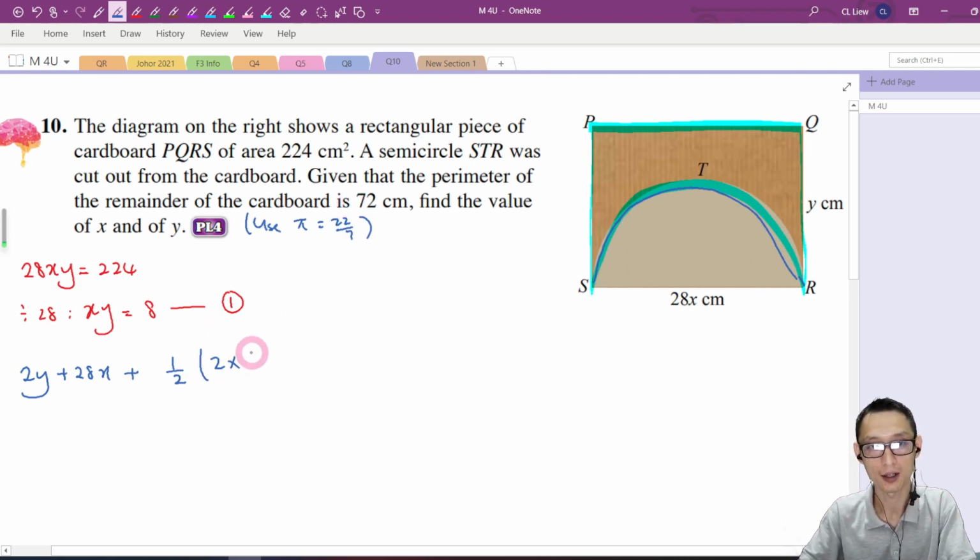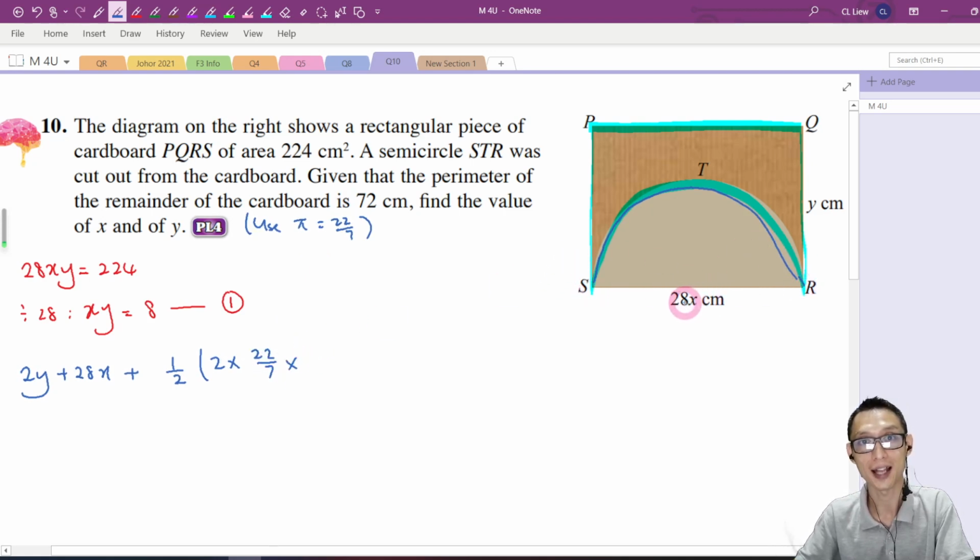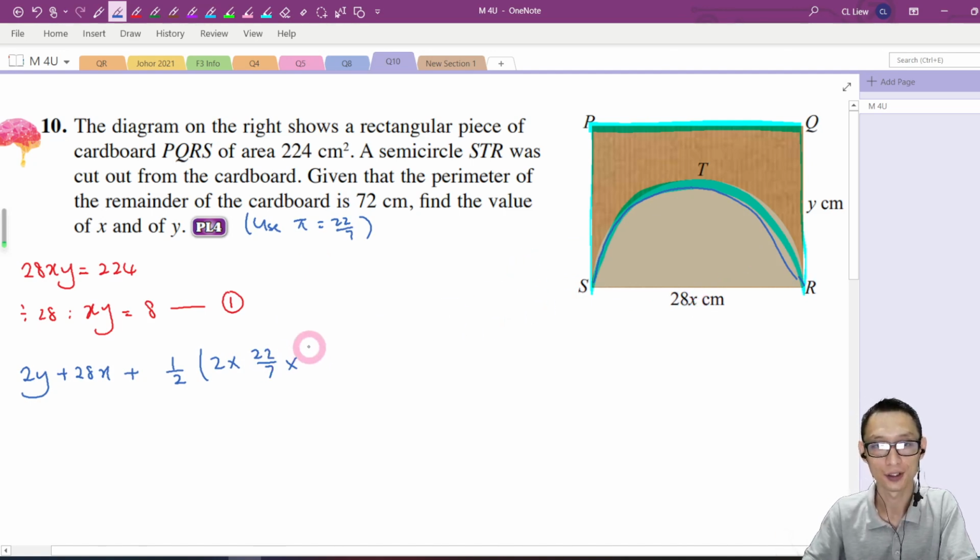2 pi r. So the diameter of the circle is 28x. So half of it will be 14x. Radius will be 28x divided by 2. 2 pi r. Okay, this will be equal to 72.